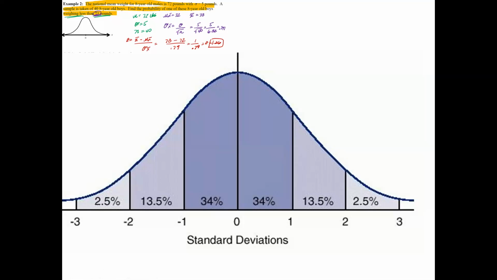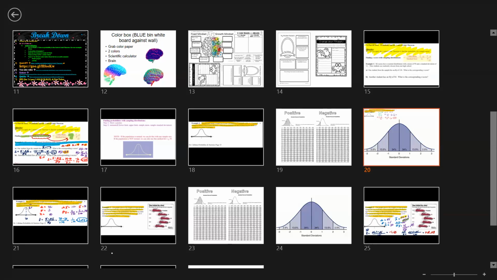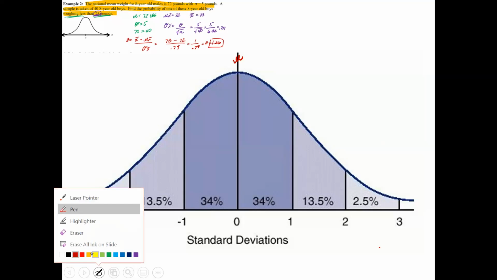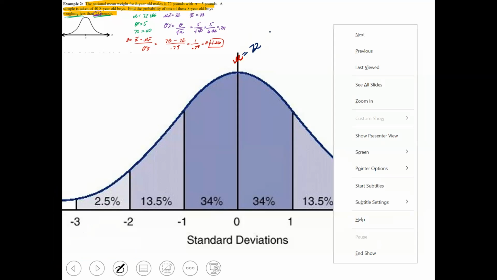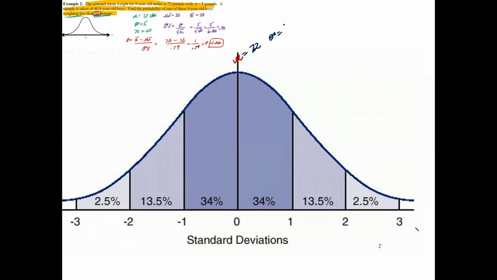Let's go ahead and label this then. So I know that the middle is going to be my mean. Let's use a different color. And I know my mean is going to be at 72, and my z-score is at 1.26. I know that my standard deviation is going to be at 5.